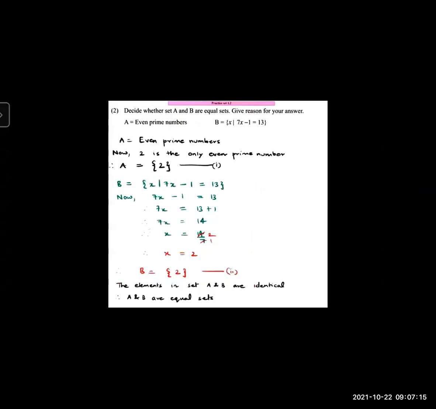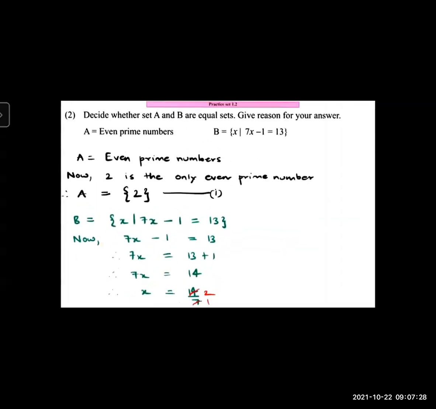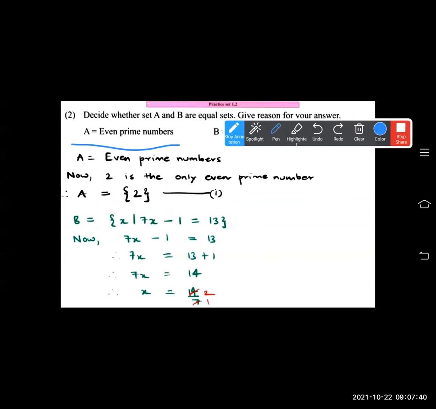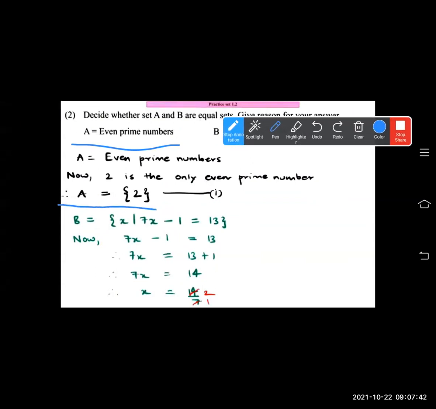Okay. Now see the next question. Decide whether sets A and B are equal sets. One more equal sets question is there. Give reason for your answer. A is equal to even prime numbers. Now 2 is the only even prime number. Therefore, A is equal to the set of all x, meaning only 2 will come in this set. This is the verbal description given here, not in rule method. So here A is equal to singleton set {2} we get.